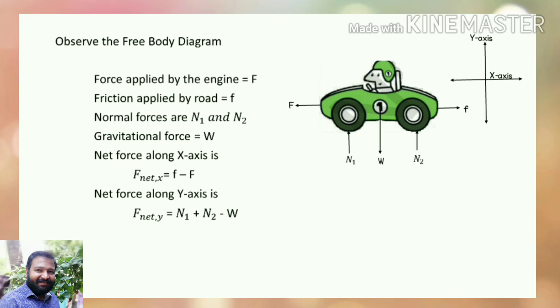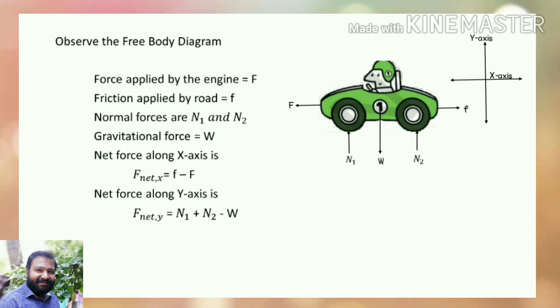Now the net force along the x-axis, that is F net x. The small x represents along the x-axis. That is small f minus capital F. That is nothing but the difference between the two forces, the difference between the applied force and friction.